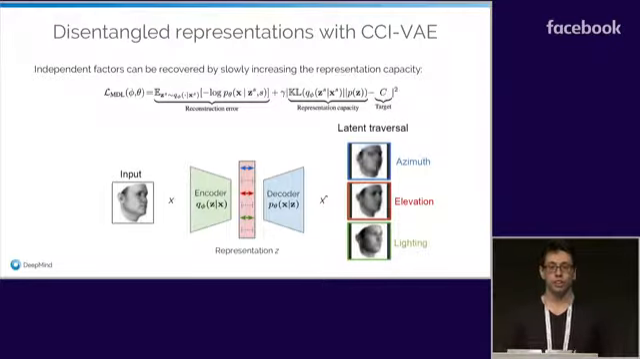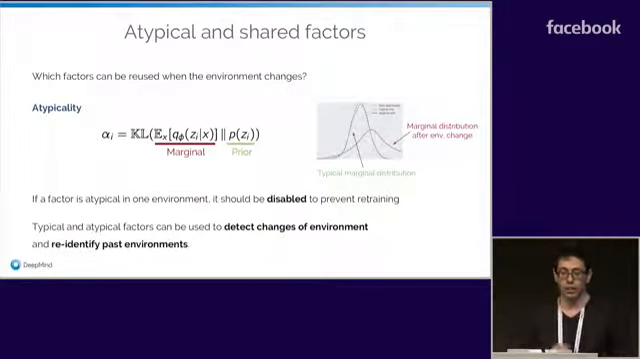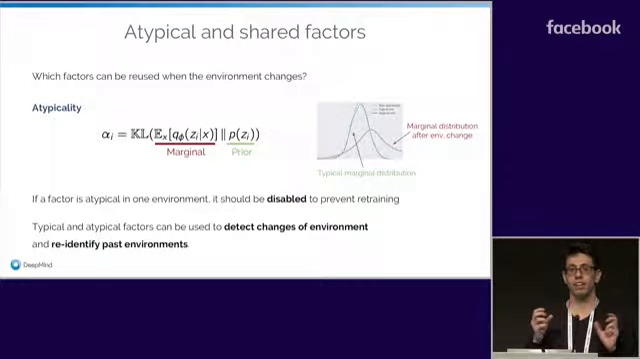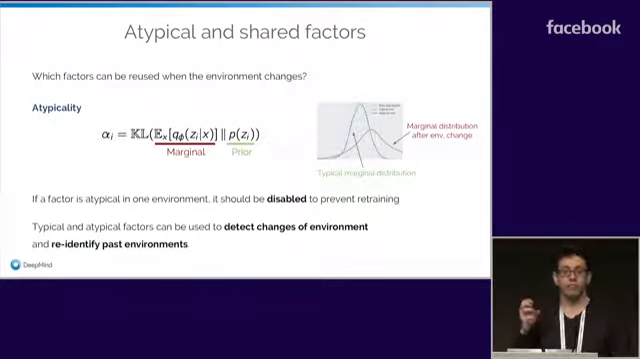Now, the question is, what's going to happen if now suddenly the environment changes? Well, the fact is that factors of variation which are not relevant anymore for the new environment will start acting atypically and destabilize the training process of the network and prompt the network to relearn them, thus forgetting everything we knew about the old environment. However, we can measure when a factor is acting atypically because the marginal distribution of the activations will be very different from the expected prior distribution.